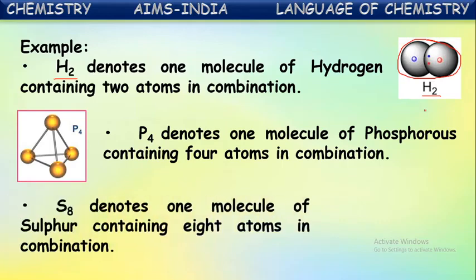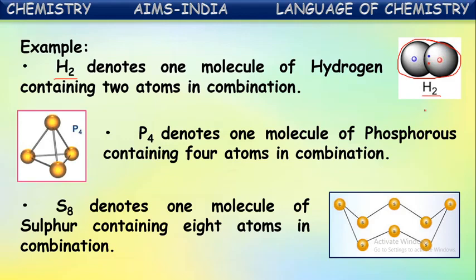S8 denotes one molecule of sulfur containing eight atoms in combination. We know sulfur is one of the elements that has molecules in which eight atoms of sulfur are combined together to form one molecule of sulfur. So it can be represented simply as S8. It denotes the molecule of sulfur.